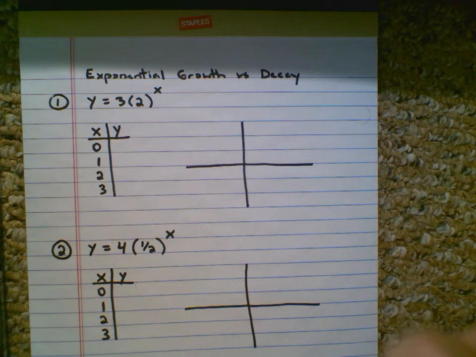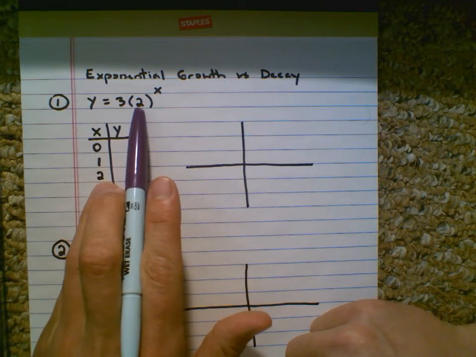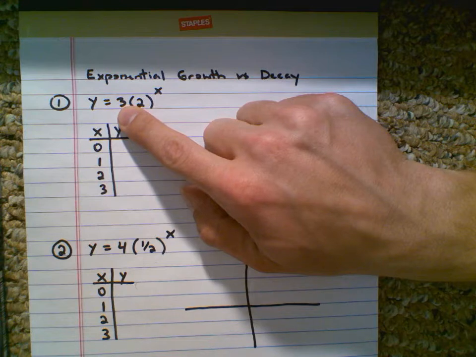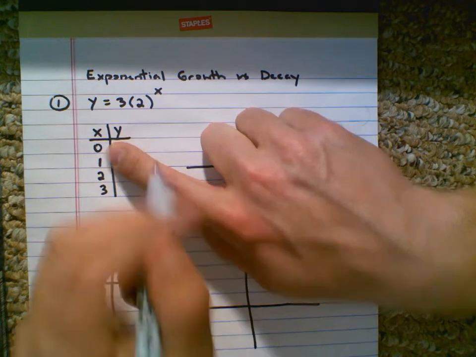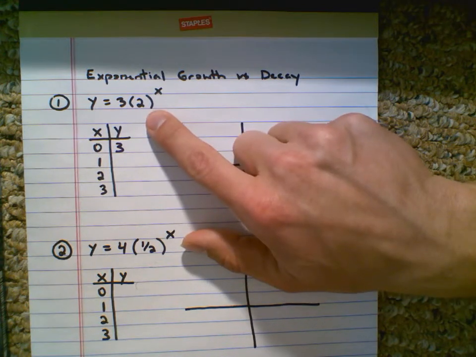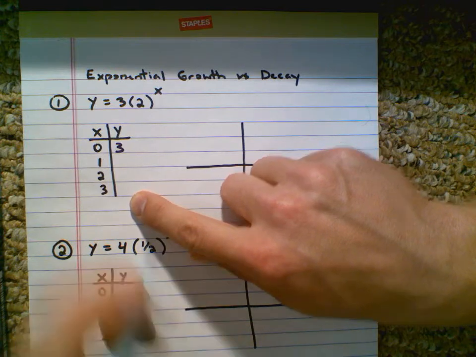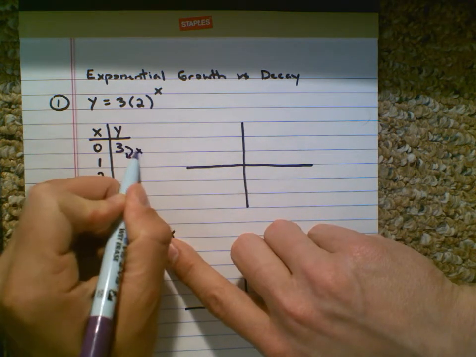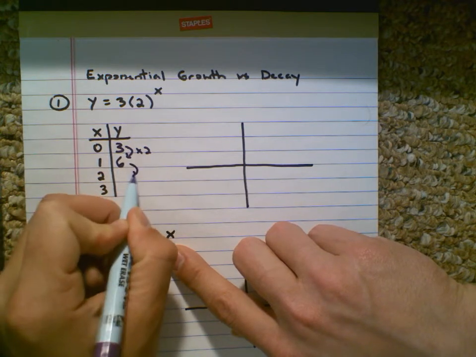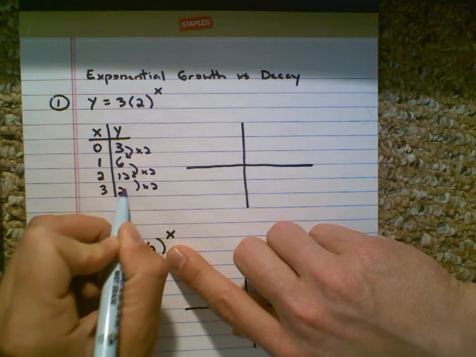So when we graph the first equation here, I have y equals 3 times 2 to the x. Remember that this first number, the 3, is our starting value. So when x is 0, we know we're starting at 3. The second number is what we're multiplying by every time we jump down the table. So as I jump to the next box, I times by 2. Well, 3 times 2 is 6. And then I times that number by 2, and I get 12. And I times by 2 one more time, and I get 24.